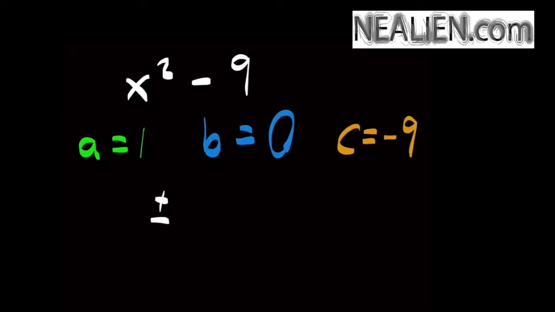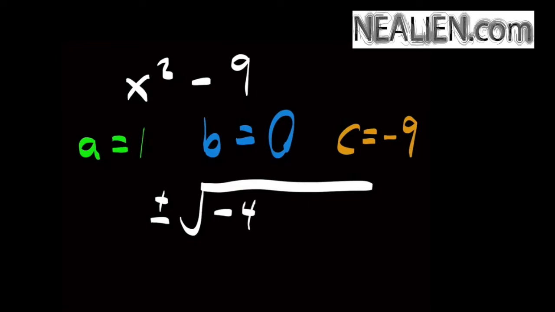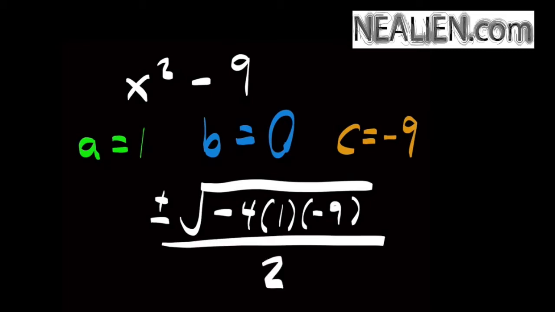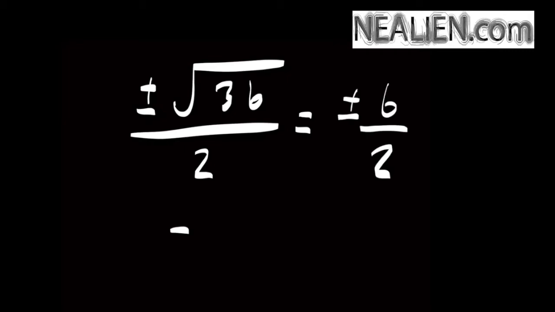You might recognize this as a difference of perfect squares. If you do, you could probably factor it and get the answers a little bit more quickly, but we can go ahead and use the quadratic formula just to try it out. So b is 0, I'm just not going to write it at first. So plus or minus the square root of b squared, again 0 squared is 0. So minus 4 times 1 times minus 9 divided by 2. We get plus or minus root 36 over 2, so we get plus or minus 6 over 2, we get plus 3 or minus 3.